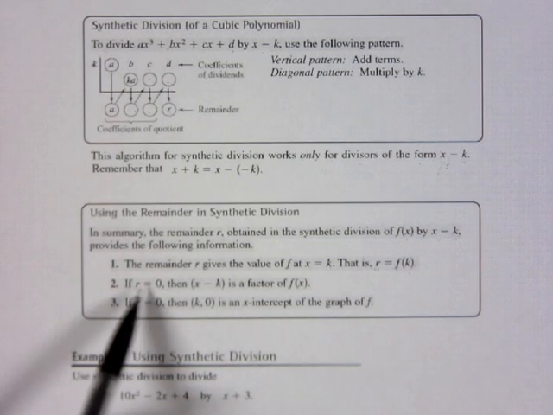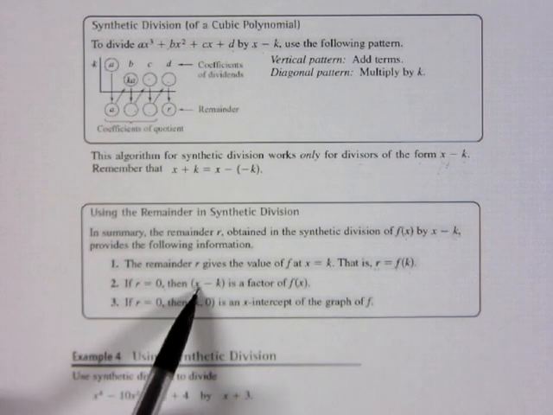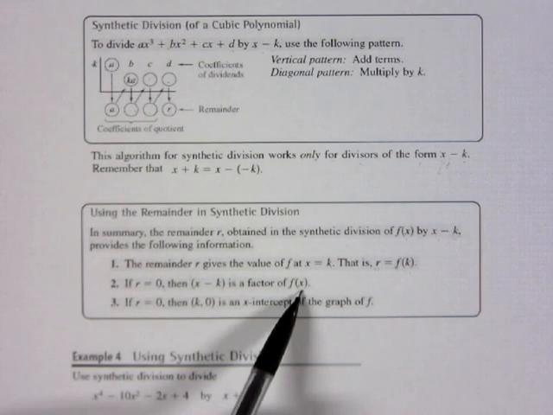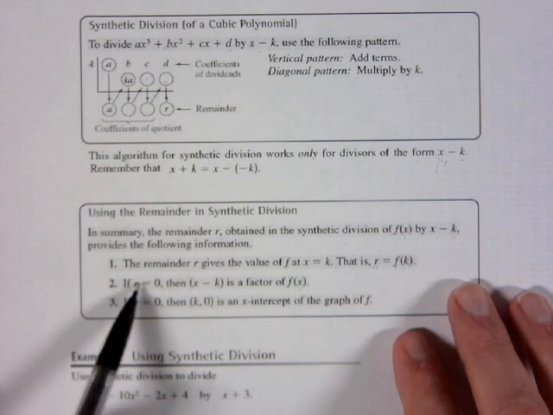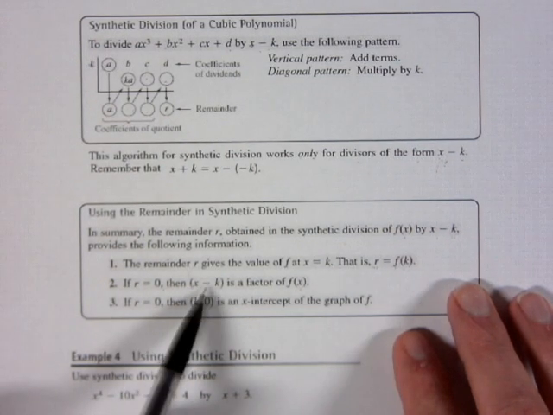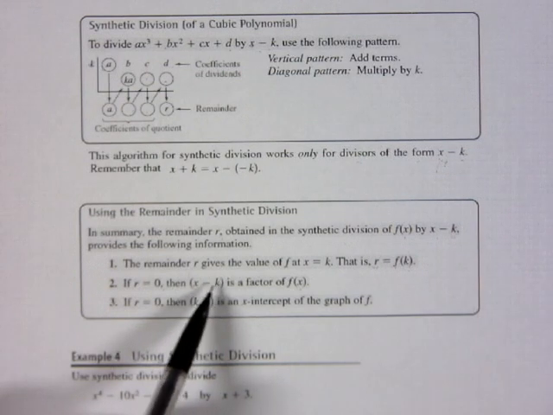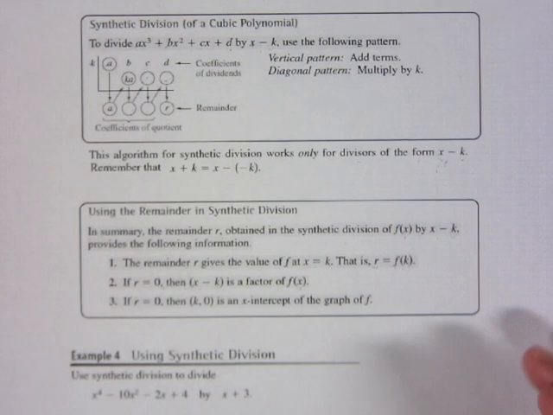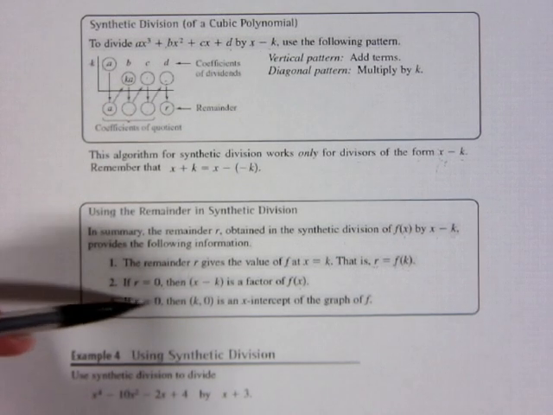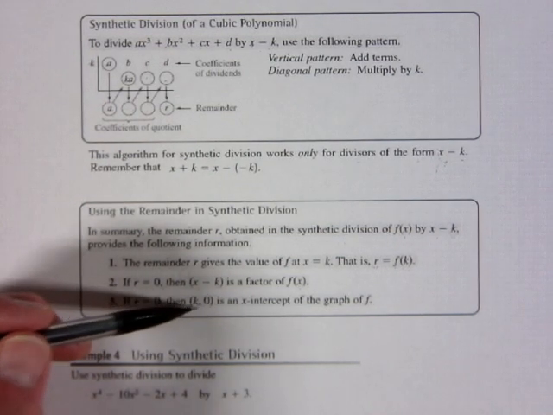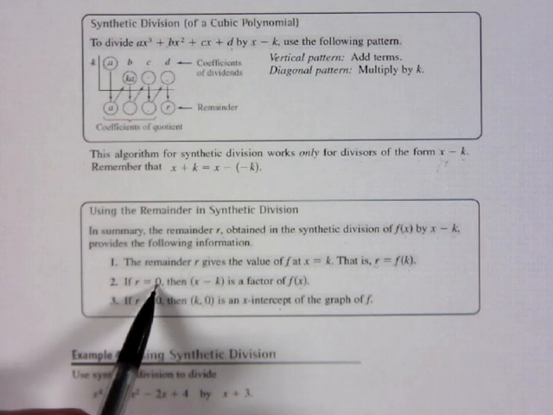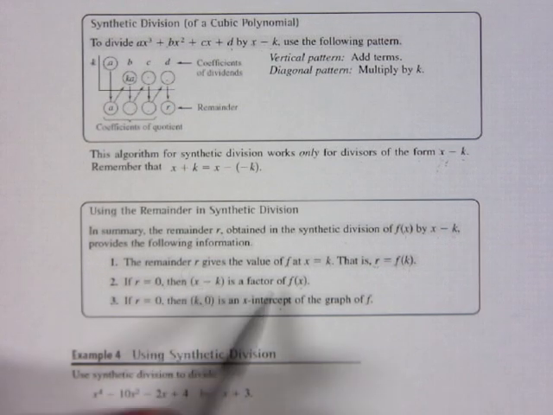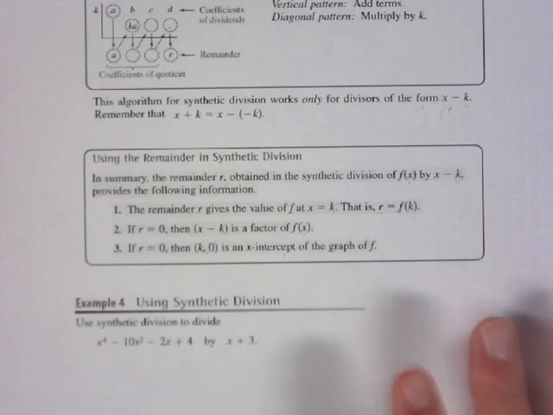Now, if the remainder is 0, then we know that x minus k is a factor of this function. Because remember, if you plug in a value and the function value is 0, then that is a 0 or a root of the polynomial, and so x minus k would be a factor. Likewise, if r is equal to 0, then k comma 0 is an x-intercept of the graph. So how do we know if we have a 0? Well, if you divide it out evenly and the remainder is 0, then it is a factor. Make sure that you're aware of that.